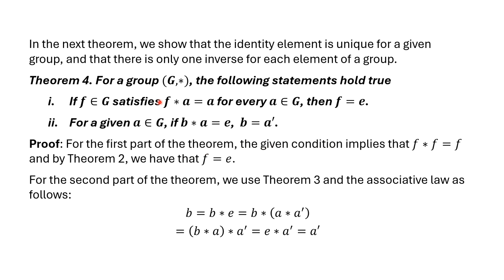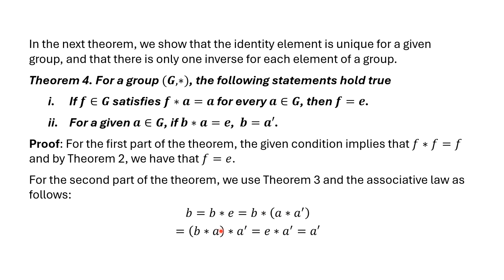The first part of the theorem we'll prove here. The given condition is F times A equals A for every A in G. So we can take A equals F, and that gives us F times F equals F. But then by theorem 2, F has to equal the identity. So that proves the first part. For the second part, we'll use theorem 3 and the associative law. We'll start with B, and we know that equals B times the identity for any element B in our group. And then from theorem 3, we have the identity equals A times A inverse. So we have this here.